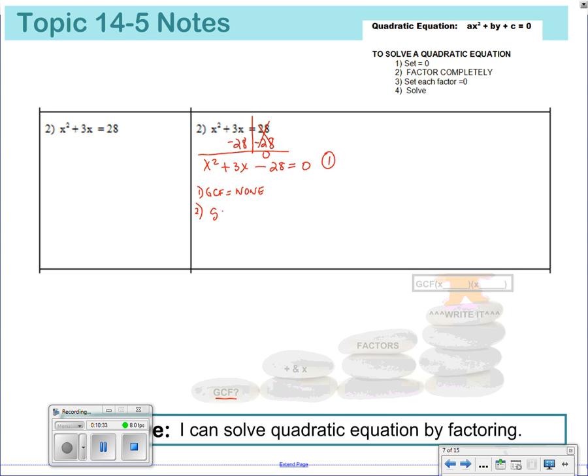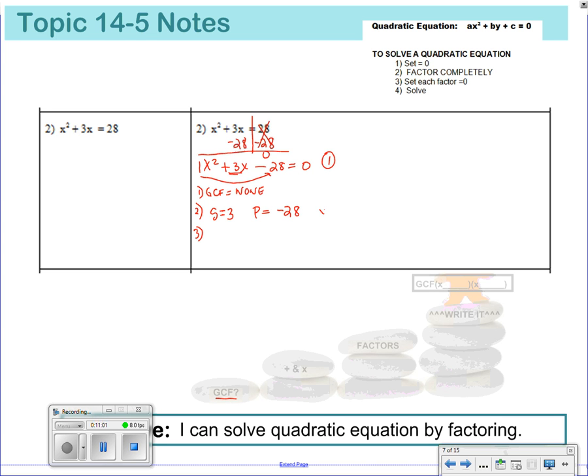Our sum comes from the middle term in front of the x, that's a 3. Our product is multiplying the first coefficient of the x squared and the constant, negative 28. So 1 times negative 28, we get a negative 28 as our product. Now we need to find the factors where the product is negative 28 and the sum is 3. So I need two numbers that multiply to give me negative 28, and add to give me 3.